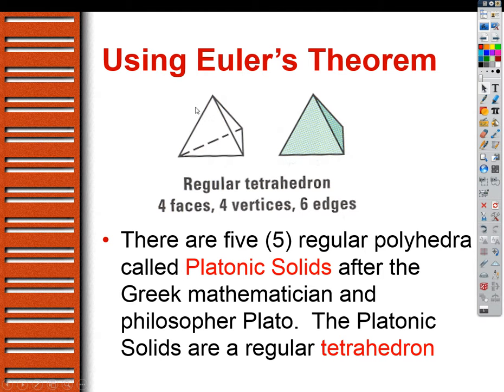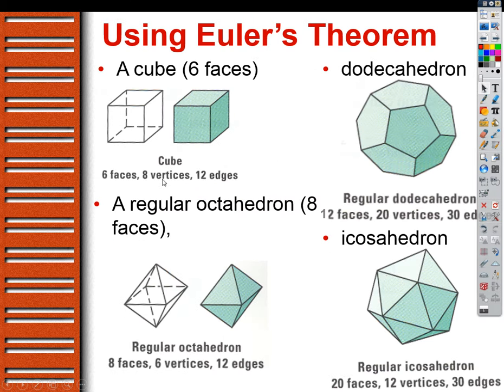Okay, so let's see if that works. Here's the hypothesis. Faces plus vertices equals edges plus 2. See if it works here. So here we've got a cube. Faces plus vertices equals edges plus 2. It works, doesn't it? That's pretty good. Okay, how about a regular octahedron? Faces plus vertices equals edges plus 2. Yeah. Plus 2, right?